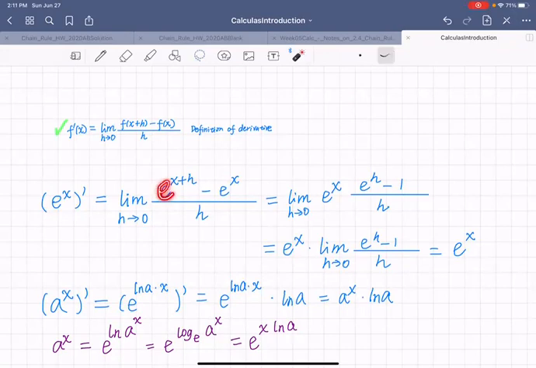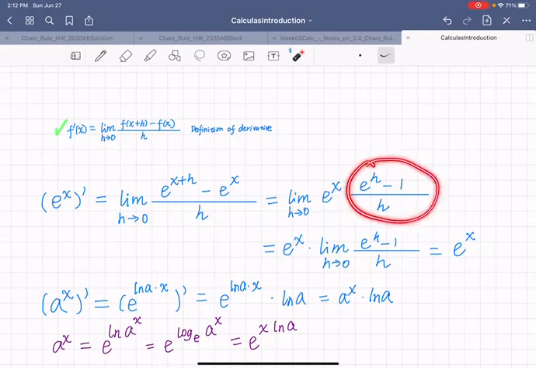We do e to the power of x plus h, minus e to the power x, over h, as h approaches 0. You can extract e to the power x, and then you have e to the power h minus 1 divided by h. Well, this part, you don't know what it is.